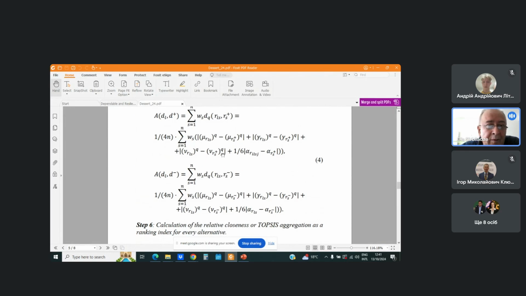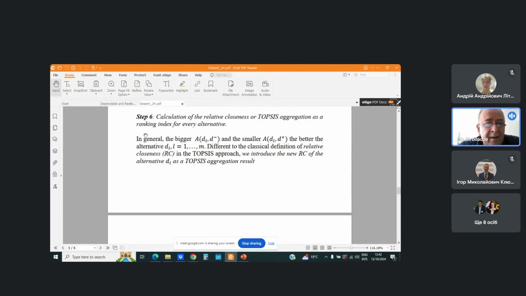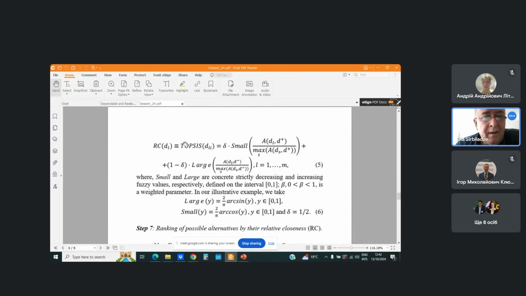Of course, here it's impossible to discuss how these numbers operate, I mean the arithmetical operations, also how they are ordered, and so on. The paper deals with these concepts. In step 6, we calculate the relative closeness of TOPSIS aggregation as a ranking index for every alternative. And here is the relative closeness calculated by this formula.